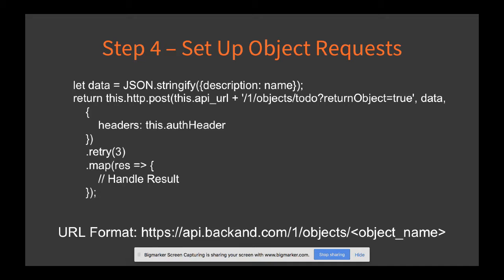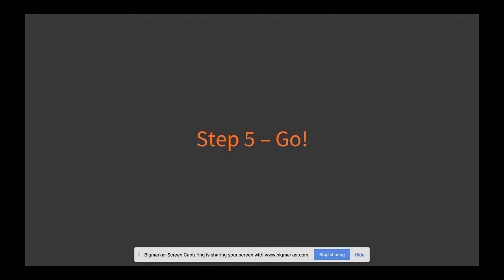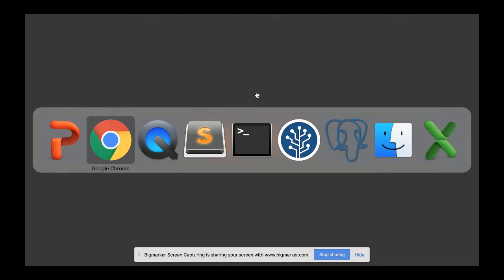So the URL format for every object in Backend is going to be very straightforward. It's going to be the base URL plus 1/object/ your object name. And that object name is defined in the UI. It's basically your database's table name. And once we have all of that, we're ready to start running through the app. So let's take a look at what this looks like in an actual application.